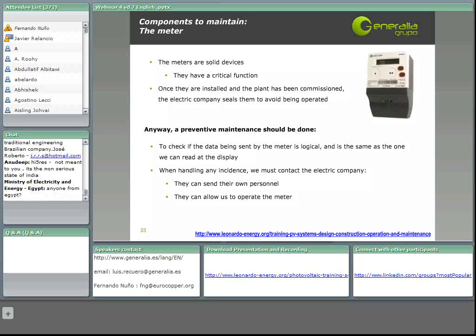A good practice will be to check if the data being sent by the meter is logical, and if it is the same as the one that we can read in the display. Normally we can check this with the monitoring system that should have all the values that are read from the meters. If we detect an incident, we must contact the electrical company, because as we have already said, they usually seal the meter after being commissioned. So they will tell us the instructions to solve each type of incident.